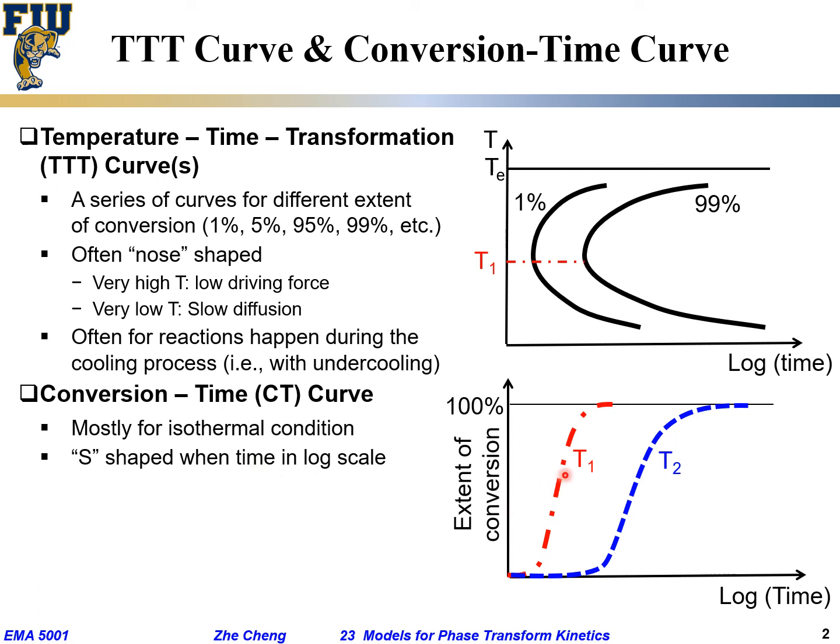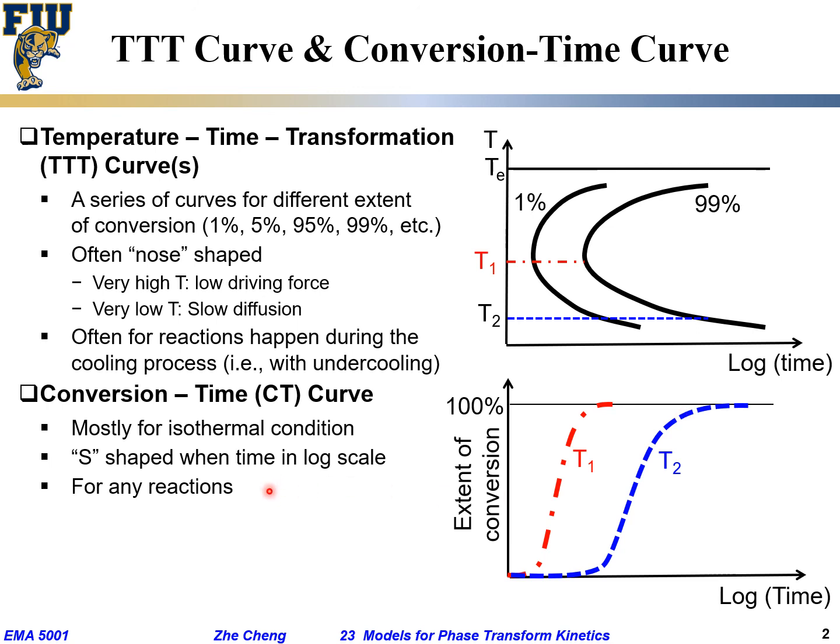The T1 curve in the CT plot may correspond to an isothermal temperature, let's say T1, in the TTT curve. Then 1% conversion roughly corresponds to here, a very low extent of conversion, while 99% conversion roughly corresponds to here, with a high extent of conversion. Similarly, if it's for precipitation, the T2 curve may be happening at a much lower temperature, with 1% extent of conversion corresponding to roughly here. It takes much longer time, while 99% takes even longer on the time scale. But the conversion is very high, close to 99% here.